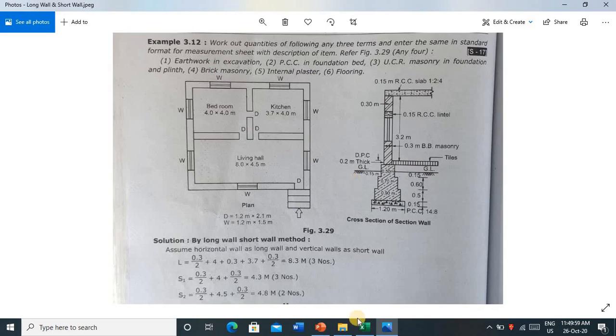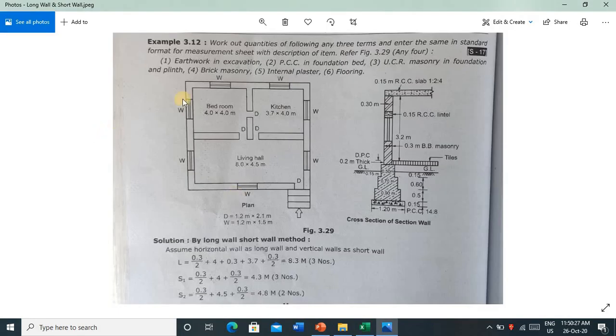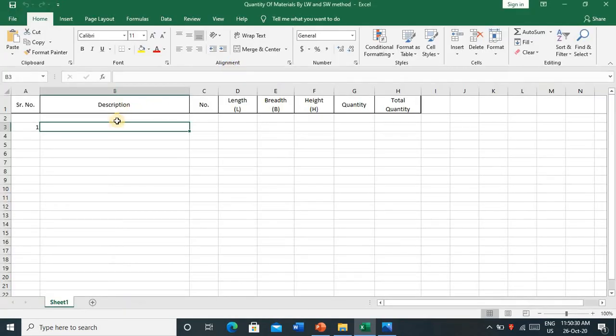For this we have prepared one measurement sheet. I already explained the measurement sheet in previous lectures. So you need to prepare one measurement sheet and then simply write down the first quantity, serial number 1. In the description you will write what we are calculating. First, earthwork in excavation. So in the description you will write earthwork excavation.